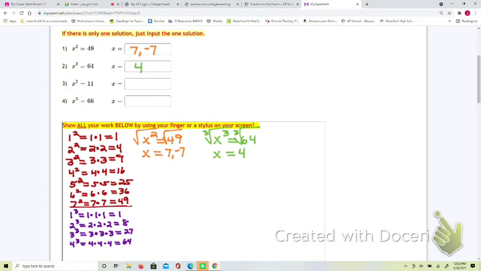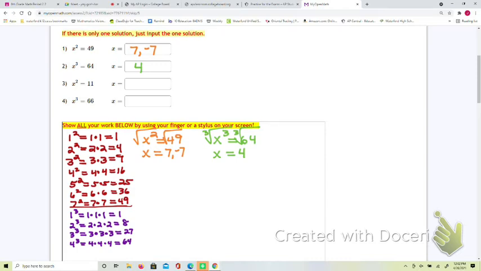So why is it that the square root of 49 was 7 and -7, but the cube root of 64 is just 4? -7 times -7 is positive 49, because a negative times a negative is a positive. It doesn't work if you cube it, because -4 times -4 is positive 16, and then positive 16 times negative 4 is negative 64. So that's why the cubes don't work.